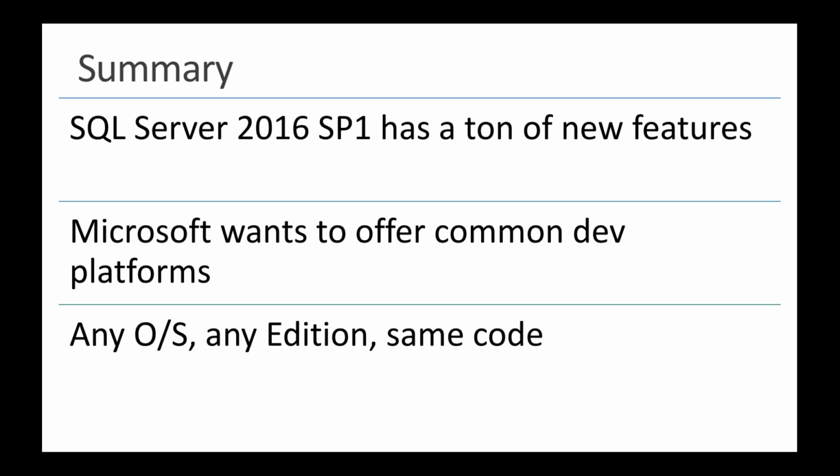So any edition, developer, web, Express, enterprise, all the same code. You might have some differences in management. So if you're a DBA, you have to be aware of the differences. But from a developer perspective, you're writing the same code against each platform. And with that, I'll take some questions, and I see I have one.